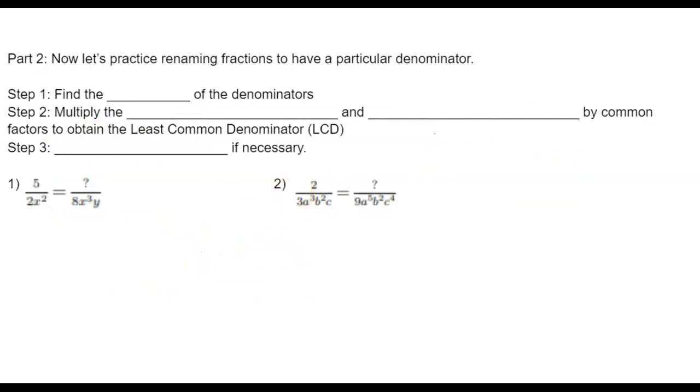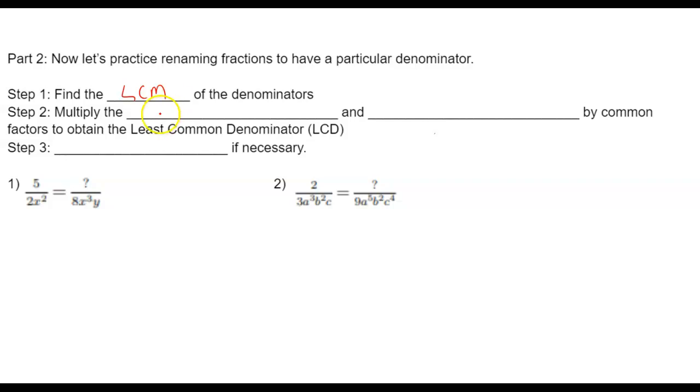So now we're going to practice rewriting fractions to have a particular denominator. So we want to change the denominators in these rational expressions to have a specific denominator. In order to do that, I'm going to find the least common multiple, our LCM, of the denominators.